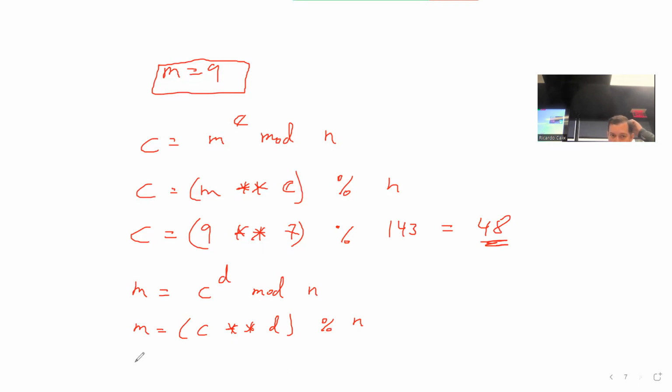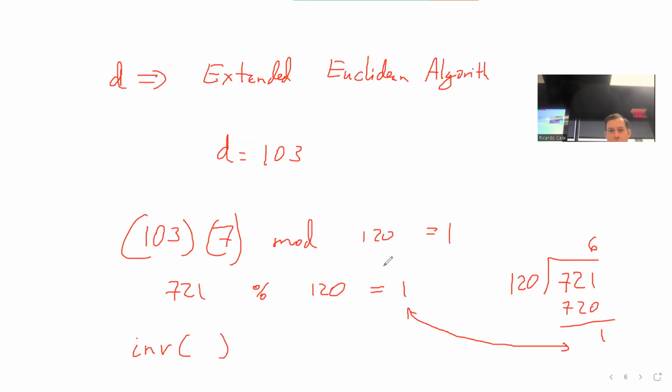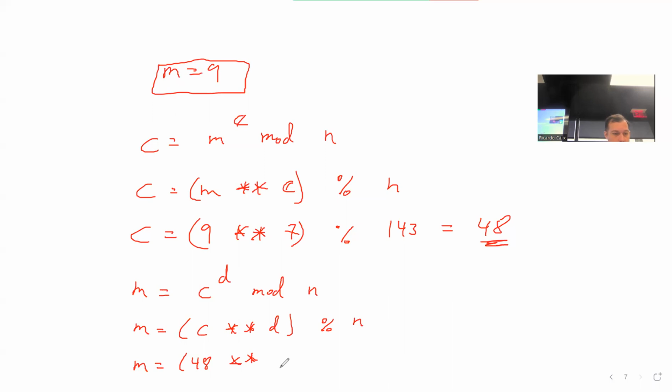All right, so if we solve this one, this would be 48, right? And then asterisk, asterisk, what is D? 103. Yeah. So D would be 103. Percentage 143. And that should give you 9, which gives you back the text message. Any questions? That's basically the quiz, right?